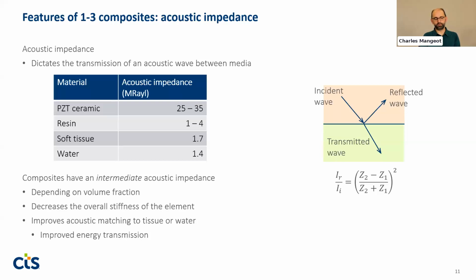You also have to consider that if you're doing medical imaging, you're interested in soft tissue that has a low acoustic impedance, between 1 and 2 megarayls. That is, I would say, a relatively poor match to the PZT ceramic, so it will be difficult to send acoustic waves from the PZT to the tissue. Of course, there are different ways of dealing with that. You may have interface layers that help the transmission. But if you manufacture a composite, because you end up with an intermediate acoustic impedance, you will actually improve the transmission to, well, water or soft tissue in that case.